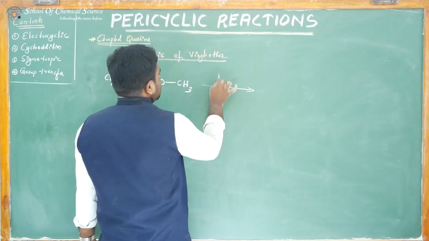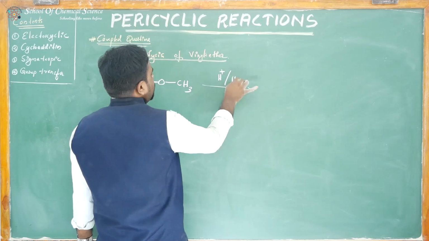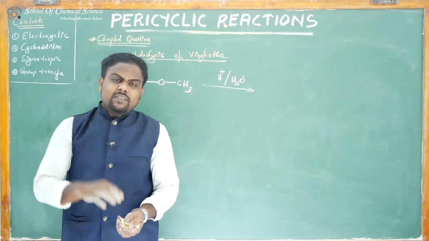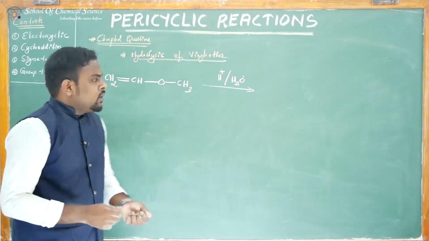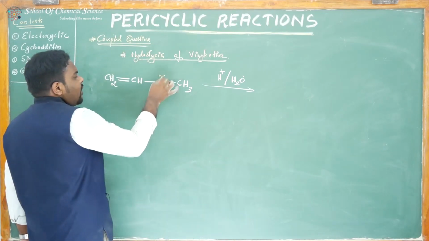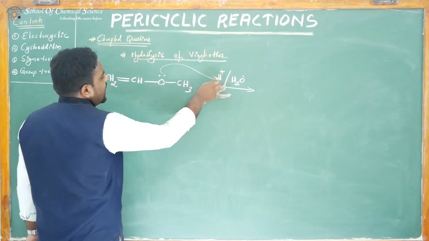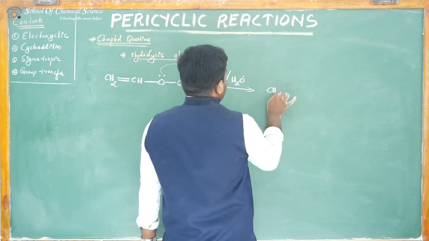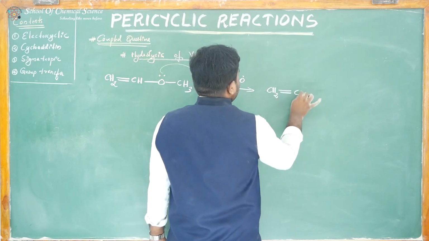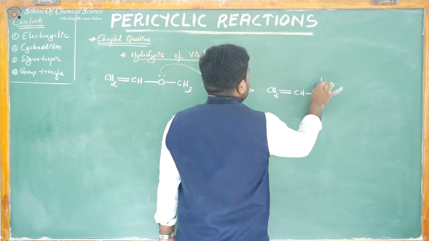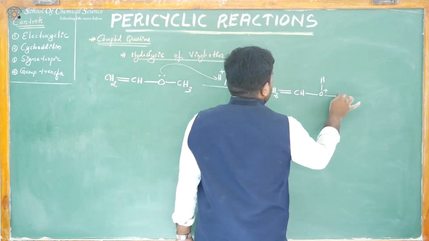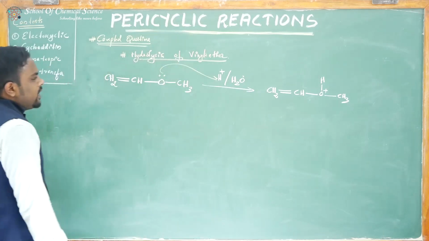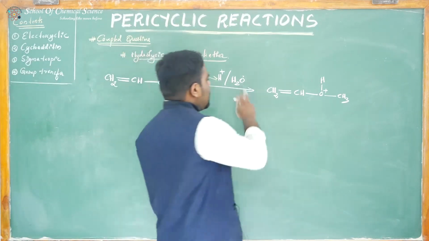Hydrolysis, H plus, H2O. Hydrolysis of vinylic ether, an important reaction that we will study later. So oxygen containing lone pair. This lone pair will attack the H plus. So you will get CH2 double bond CH OH plus CH3. In the next step, water is there.